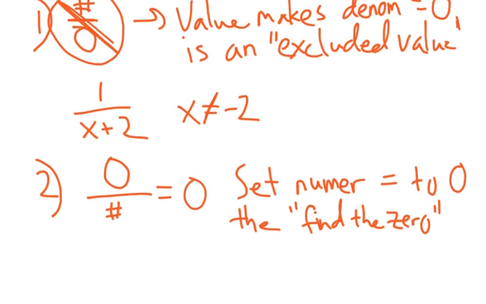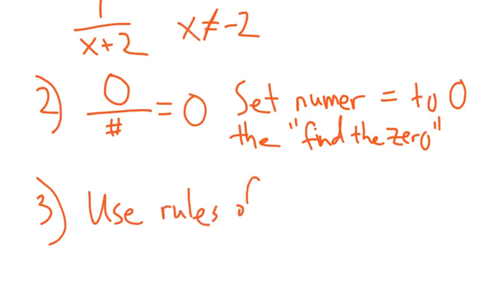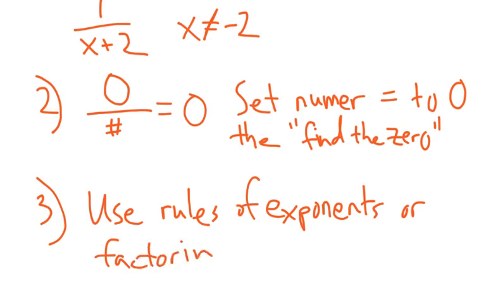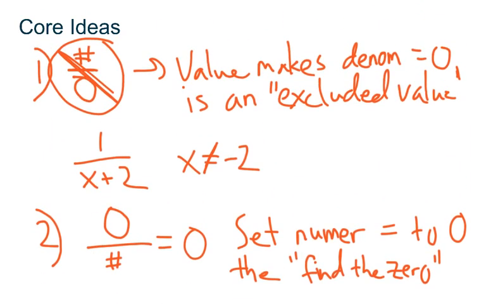All right, and then finally, the other core idea is how we're going to go about simplifying these. And so we're going to use either rules of exponents or factoring to simplify. So those are the three core ideas I wanted to get across about rational expressions.